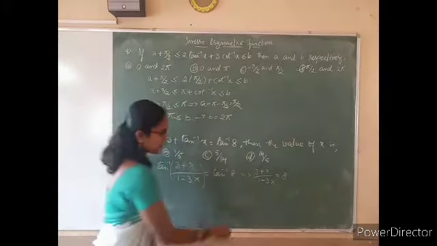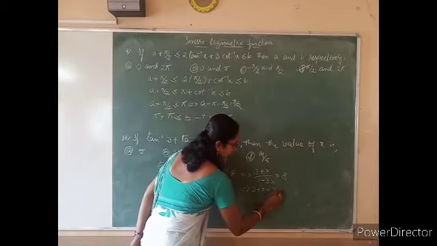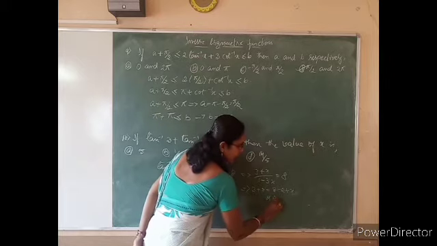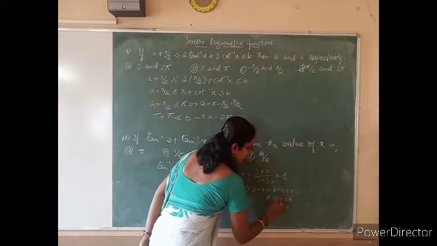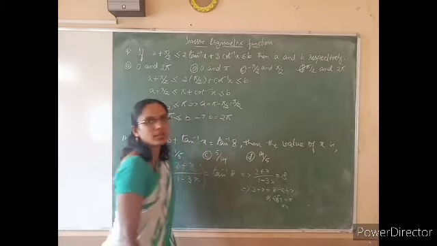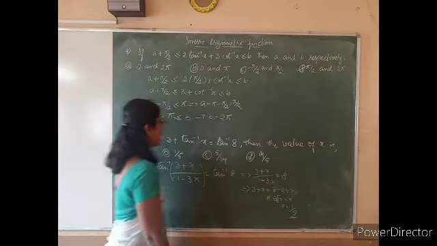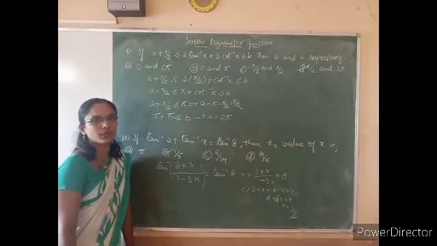After simplification, we will get 3 plus x is equal to 8 minus 24x, or 25x is equal to 5. One more x is there. So 25x is equal to 5, x is equal to 1 divided by 5. So option B will be the option for this.